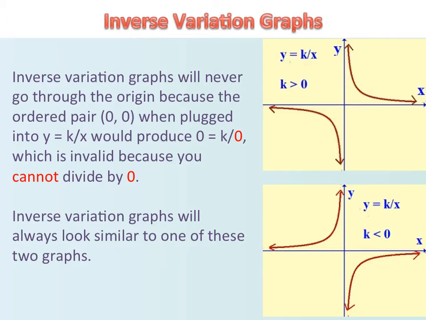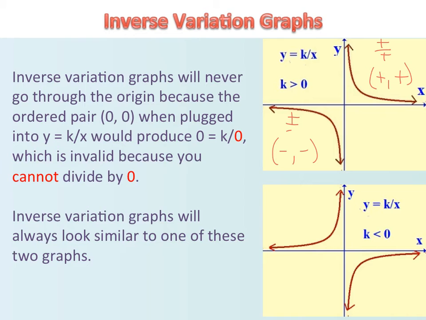Something to keep in mind with inverse variation graphs is this will always be consistent: when k is positive, your graphs will end up being in quadrant 1 and quadrant 3. If you have a positive k divided by a positive x, which would be quadrant 1, you're going to have a positive y. If you were in quadrant 3 and you had a positive k, but you divided that by a negative x, because in quadrant 3 it's a negative x and a negative y, positive divided by negative gives you a negative.